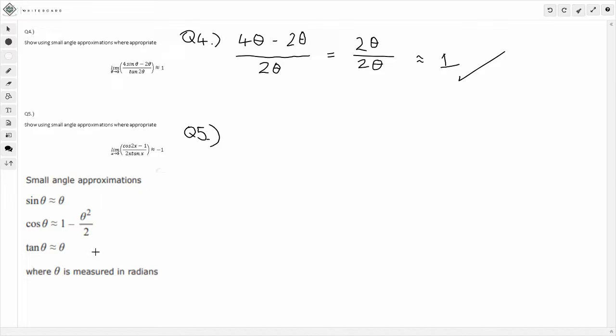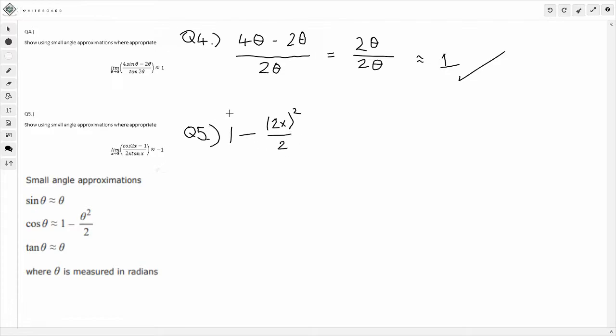Cos 2x, well, this is my formula for cos theta, right? This is approximately 1 minus theta squared over 2. Now the key thing with cos is make sure wherever you've got a theta here, you replace it with the full expression. So for our example, it's going to be 2x all squared. So let's do it and we'll see what happens. We're dealing with x's now in our question, so this is 1 minus 2x all squared, divided by 2. So that's my numerator.